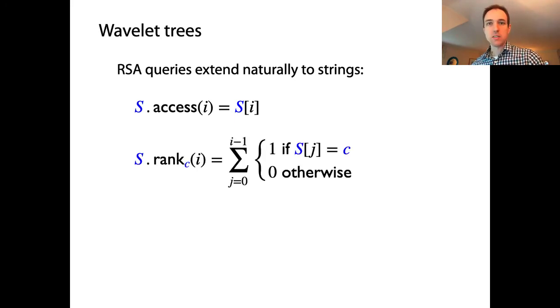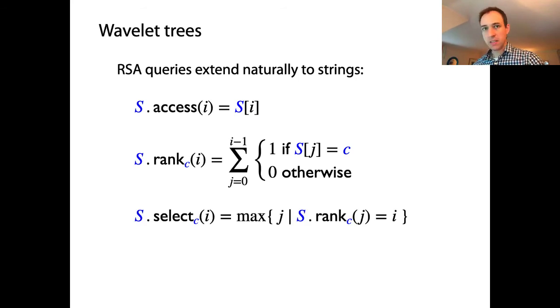Rank, similarly, is defined just like with bit vectors. The complication is that the character that's part of our query, which we would write in the subscript of the rank query, can be any character from the alphabet. There's more than just rank sub 0 and rank sub 1. Now we have rank sub any character in the alphabet. But the way it's defined is very similar to before. We look at all the previous positions in the string from 0 up to the character just prior, and we increment our counter every time we encounter c. So it's basically the number of times c occurred to the left in the string.